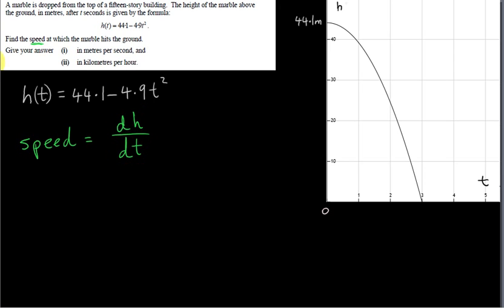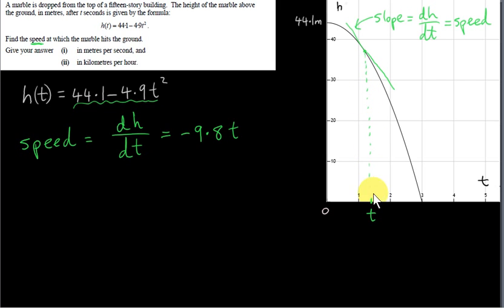So it should be quite easy to remember what to do if you understand the definition of average speed. It's distance traveled over time taken. So it's dh/dt. Well, that means the derivative of this function here. So we differentiate this function with respect to t. If we differentiate 44.1 with respect to t, we get 0. That's a constant. It doesn't involve t. If we differentiate this term, we multiply 2 by the power by what's in front. 2 times minus 4.9 is minus 9.8. Then we have t to the power of 2 minus 1. 2 minus 1 is 1. So this formula gives us the speed at any time.